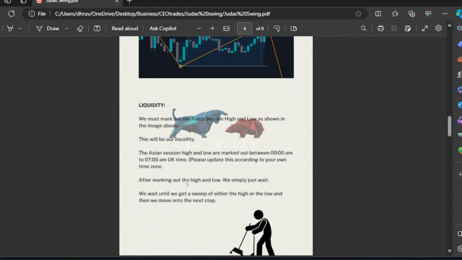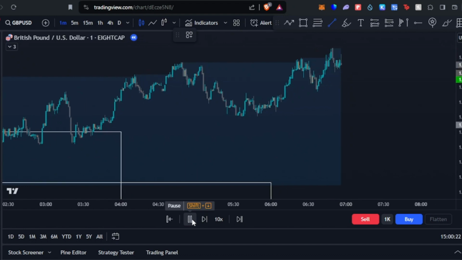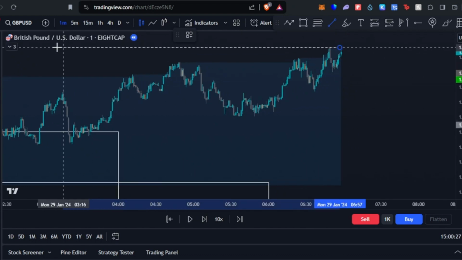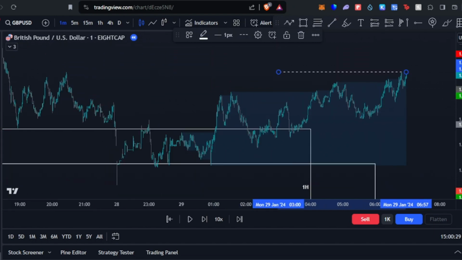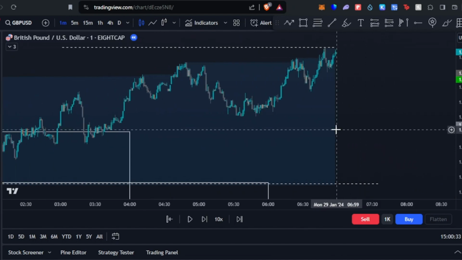So after we mark this out, we simply just wait until we get a sweep of either the high or the low in accordance with our directional bias. So let's play price on until it gets to 7 AM, which is right here. And then this will now become our Asia highs, and our Asia lows are sat right there. So now we've got our Asia highs and lows.